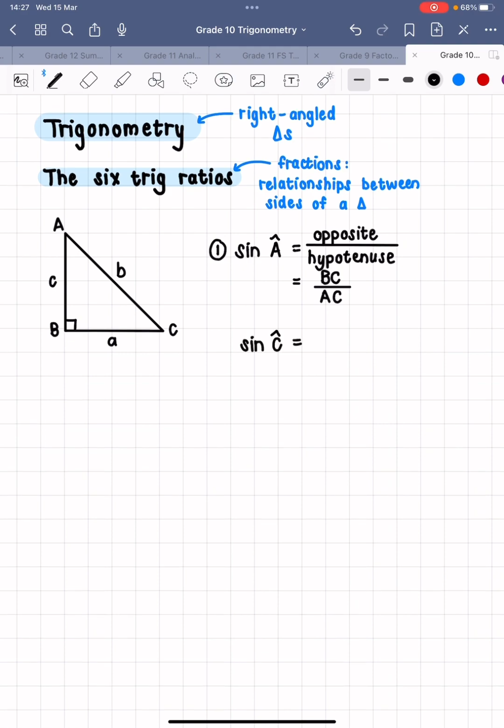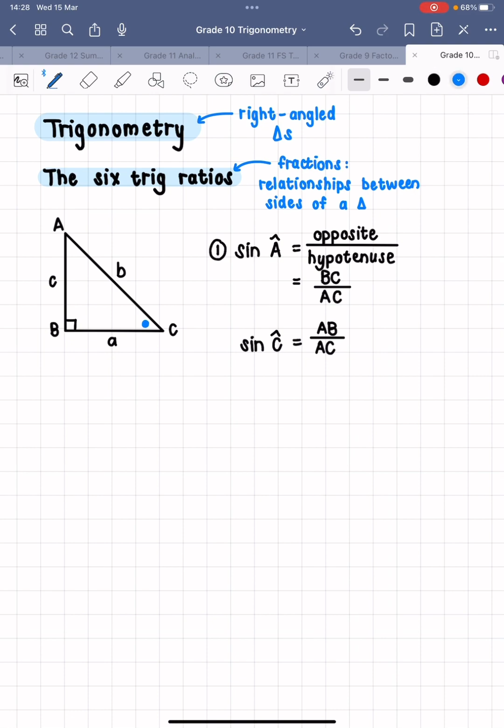So now that means that I'm looking at angle C, which is this one over here. Sine is always opposite over hypotenuse. That never changes, guys. That is a constant. Okay, it's always opposite over hypotenuse. Which side is now opposite angle C? AB. So that is going to go at the top of my fraction. Opposite is AB. And hypotenuse, does the hypotenuse change based on which angle I look at? No, the hypotenuse is always opposite the right angle. So the hypotenuse is going to be AC again.